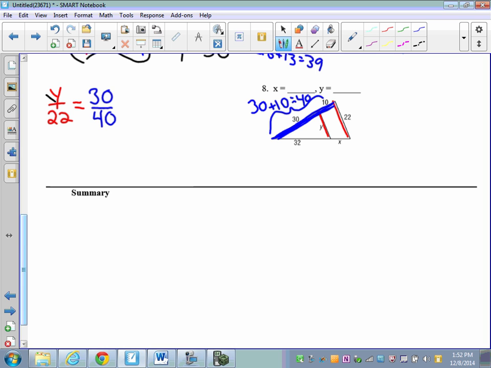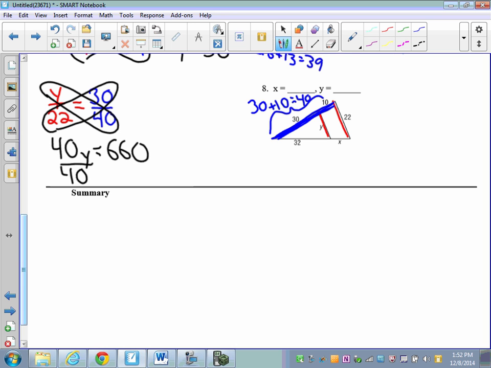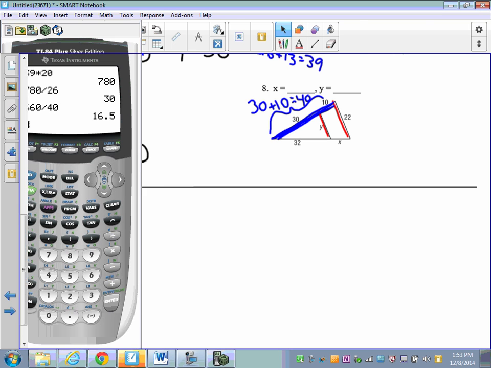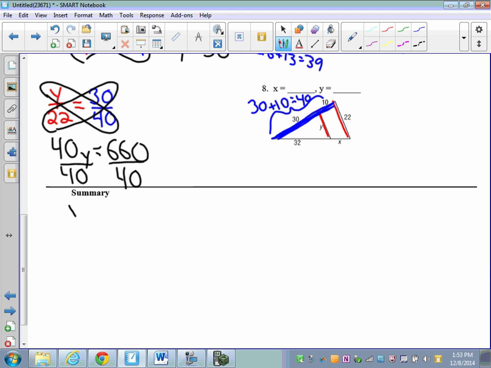Now I just cross multiply them. 40y is equal to, this is going to be 660. That's what 30 times 22 is. When we divide both sides by 40, we have 660 divided by 40. We get 16.5. So that means y is 16.5.